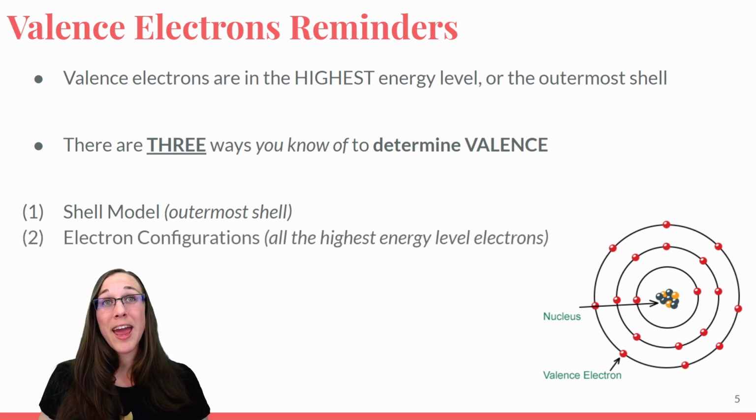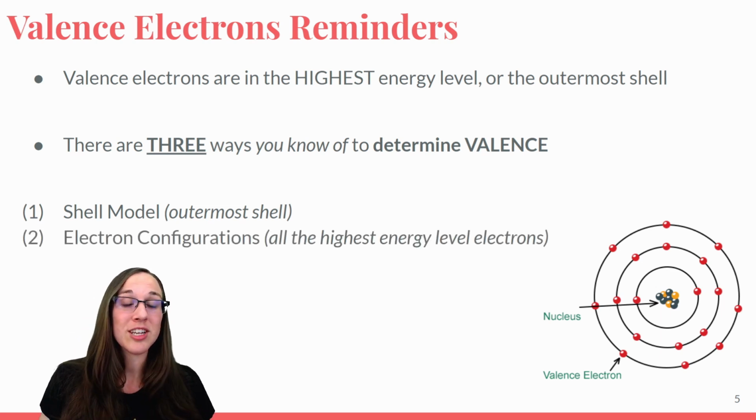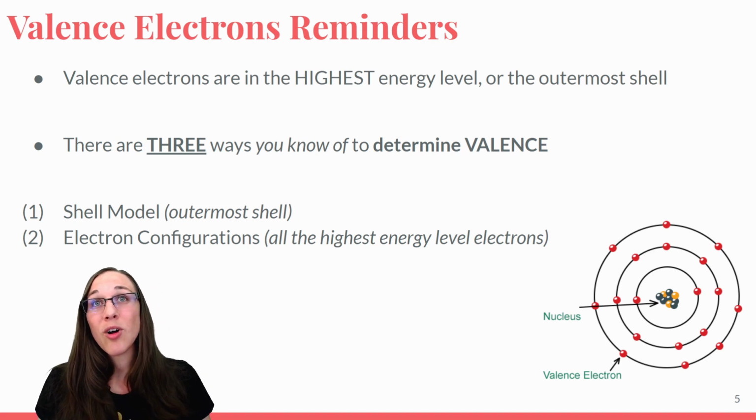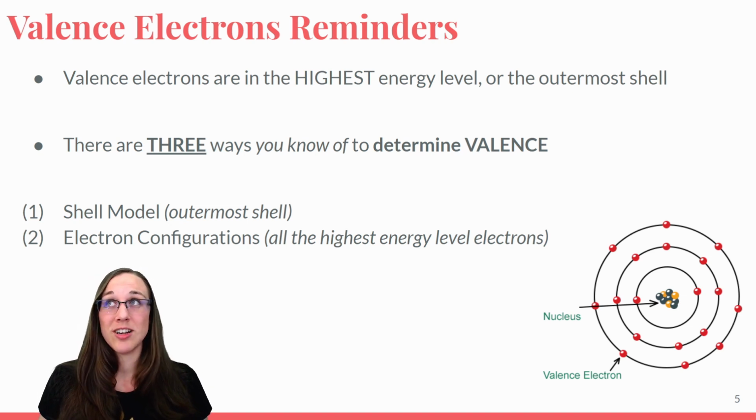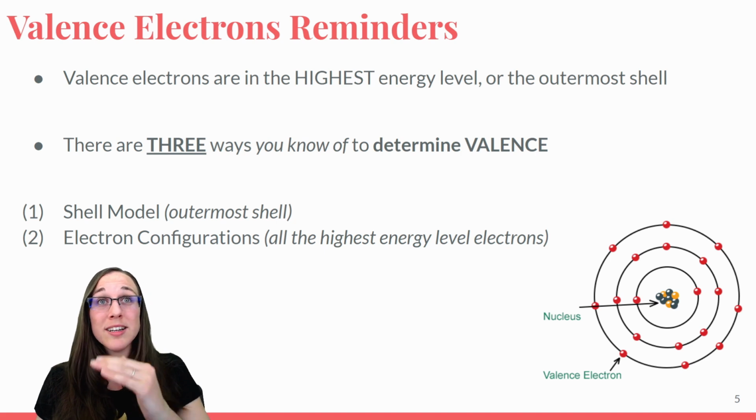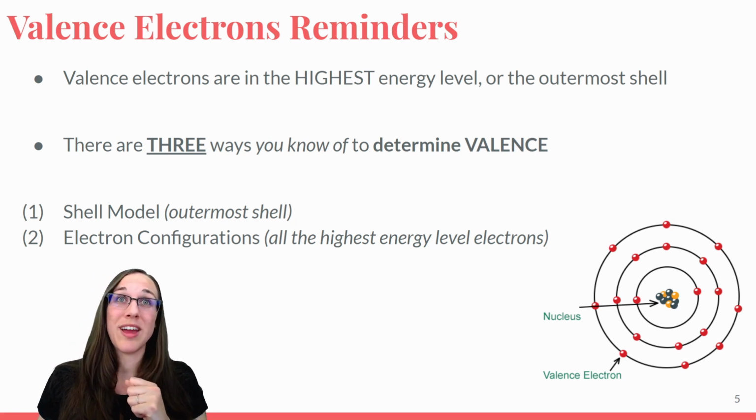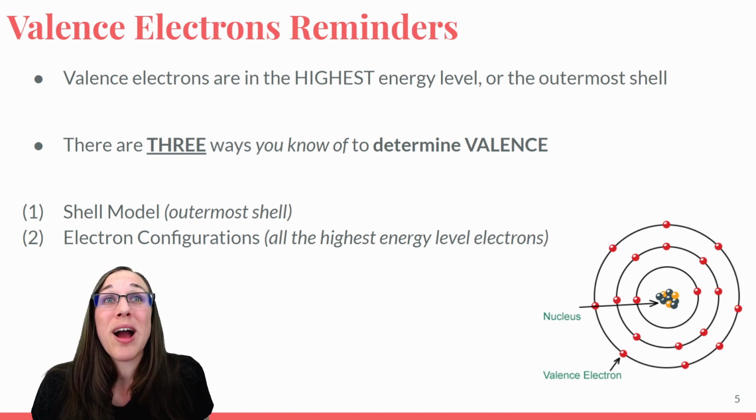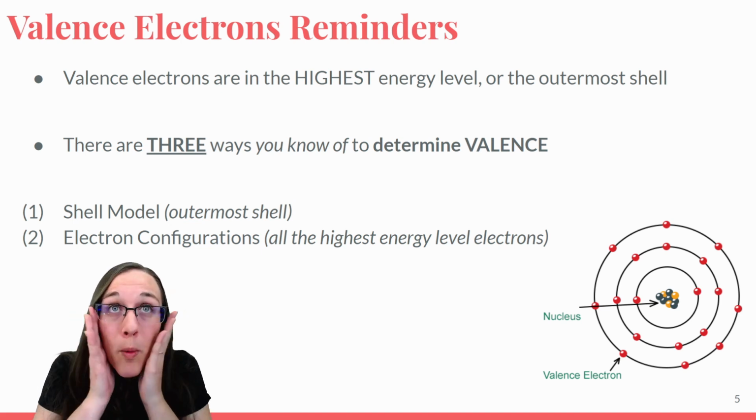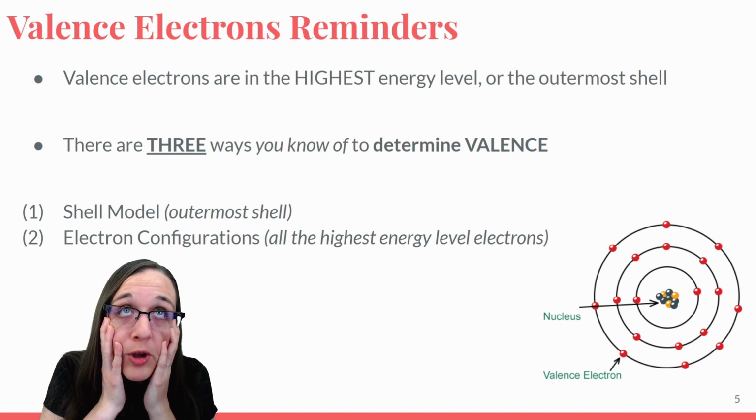The second way is to write out an electron configuration. And you would take into account all of the highest energy level electrons. So you'd look at the highest energy ones, whatever that number is the greatest, and those are the electrons you would count towards your valence electrons. If you don't know how to write an electron configuration, watch my previous video, I show you how to.